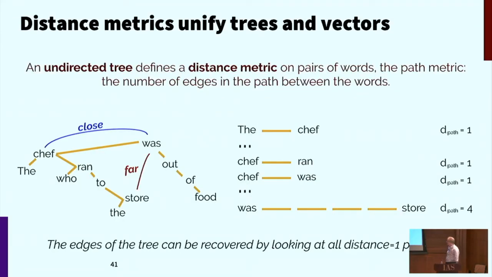And a way to make progress on that is to think about distances, because distance metrics can unify trees and vectors. So in this tree that we saw before, a way of saying that it's the chef that's out of food and not the store that's out of food is if we use the distance metric on trees, where we just count the number of edges in the tree between two words. Then the store is far away from out of food, whereas the chef is close to out of food.